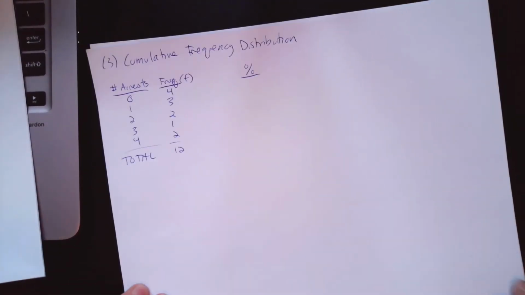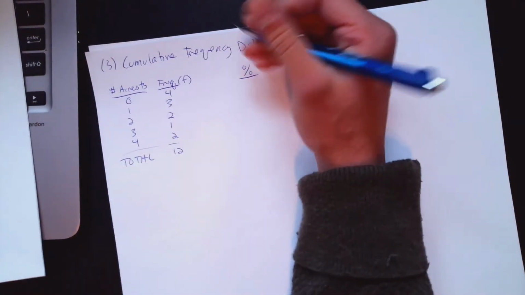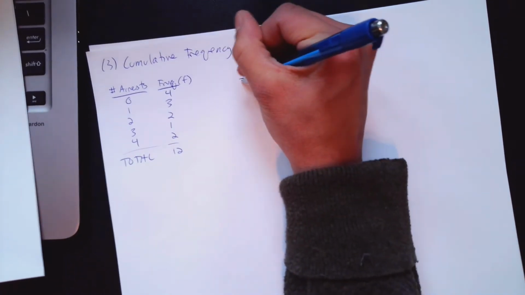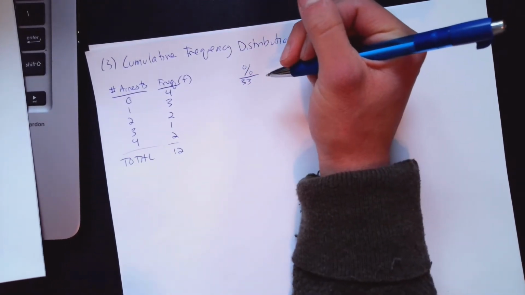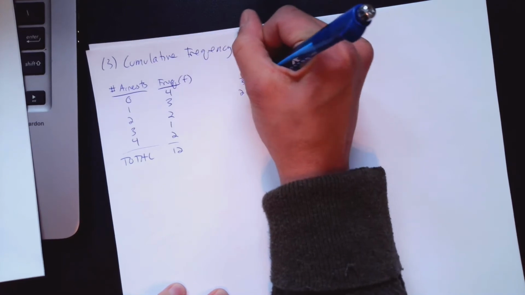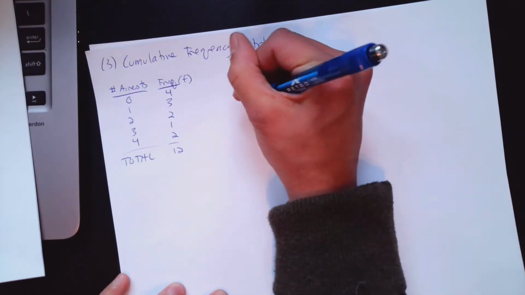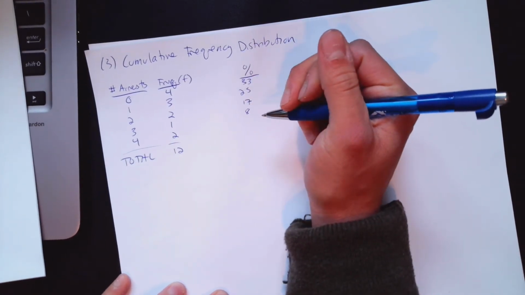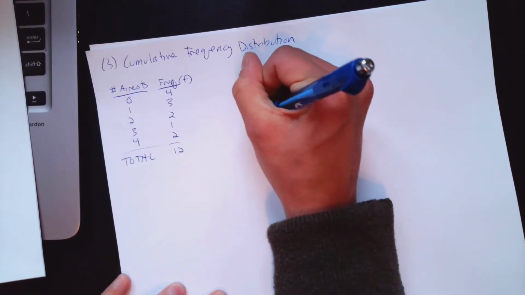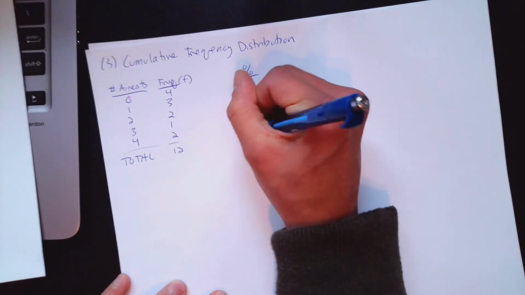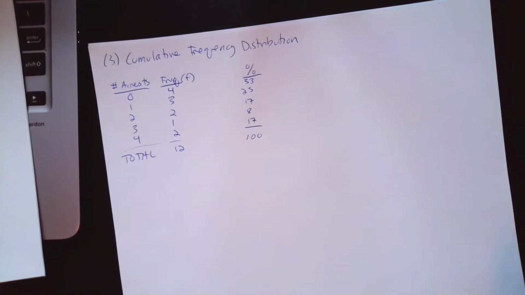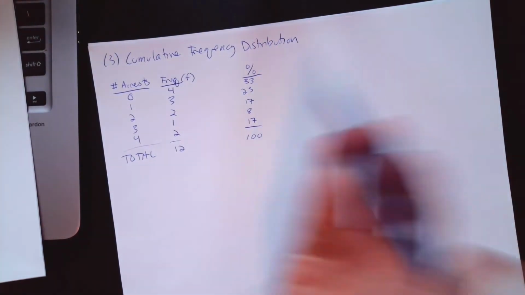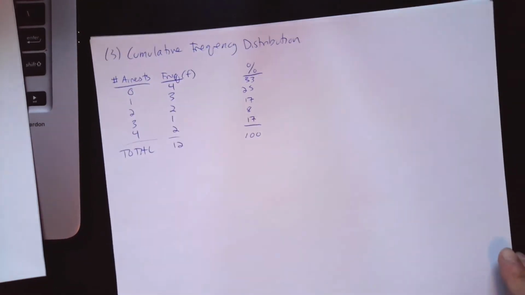I'm also going to write the percentages that we calculated in the last part of this example. So 33% of the sample had 0 arrests, 25% of the sample had 1 arrest, 17% of the sample had 2 arrests, 8% of the sample had 3 arrests, and 17% of the sample had 4 arrests, for a total of 100% of people in the sample.